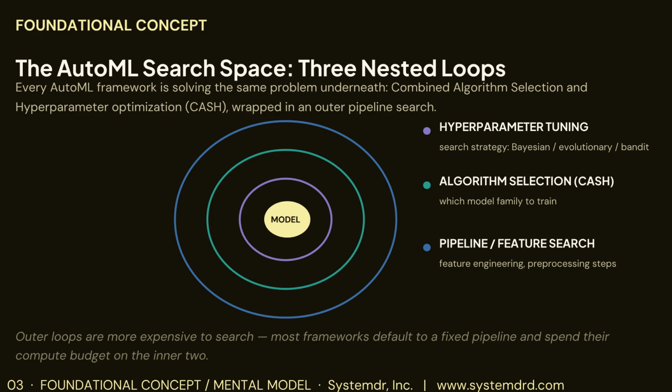The outer ring is pipeline and feature search, the pre-processing steps and feature engineering choices that happen before any model sees the data. This ring is the most expensive to explore because changing the feature pipeline invalidates everything downstream of it. Here's the important production insight. Outer loops are far more expensive to search than inner ones. As a result, most frameworks default to a fixed, sensible feature pipeline and spend nearly all of their compute budget on the inner 2 rings, algorithm selection and hyperparameter tuning. That's a deliberate trade-off, not a limitation, and it's worth knowing which ring your team is actually paying to search before you commit a budget to it.